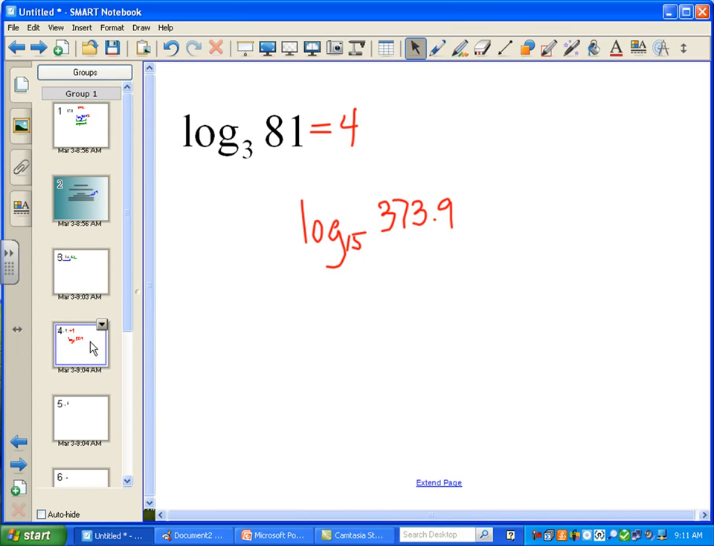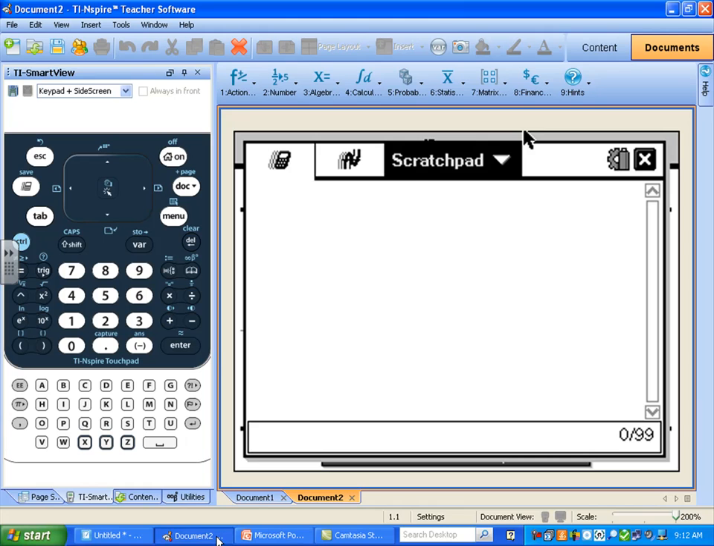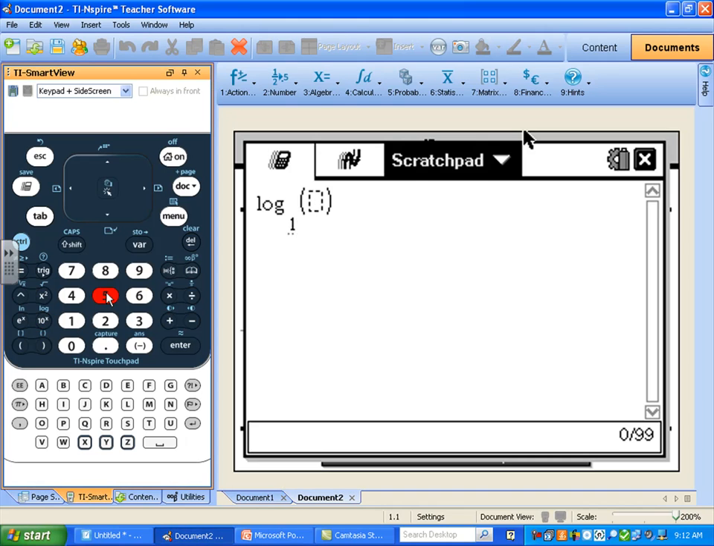Okay, that's not part of my little knowledge base. So now I would definitely want to use a calculator. Depending on the calculator you have, remember in class this sort of led us to the change of base formula, which would have been log 373.9 divided by log 15. And that way you can calculate this using a calculator that only has a log button that calculates in base 10.